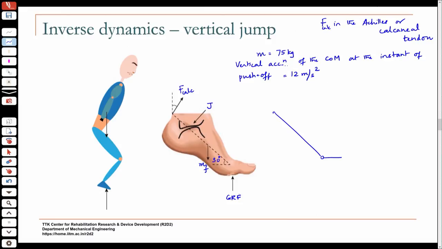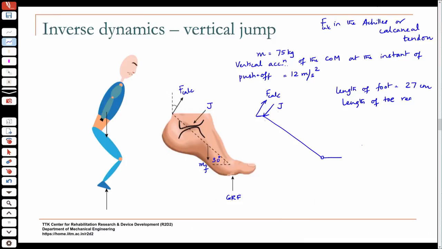The length of the foot is say 27 centimeters, length of the toe region seven, moment arm of the Achilles tendon 4 centimeters, and we know that omega equal to minus 15 radians per second, alpha equal to minus 150 radians per second square.